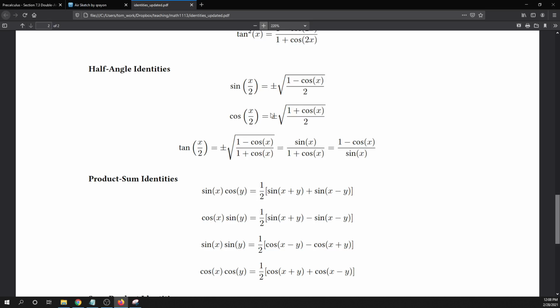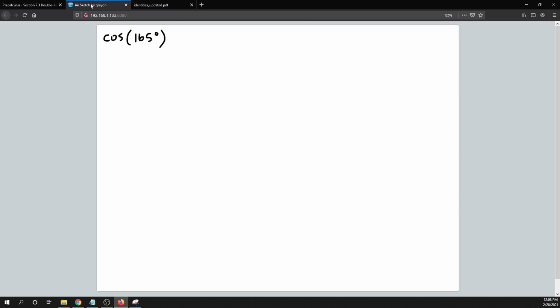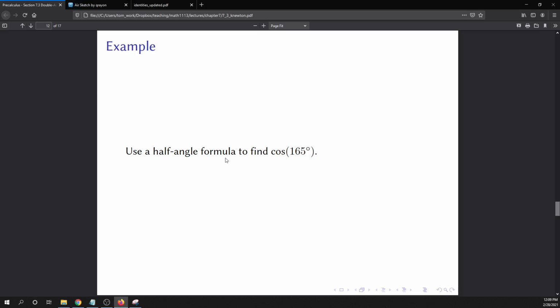And so what we're going to have to do is find an angle x that when you divide it by 2, you get 165, right? So that is what we're going to need to do. Let me write that down in terms of math. We want to find an angle x such that when we divide it by 2, we get 165 degrees. We're doing that because they specifically asked us to use a half angle formula.